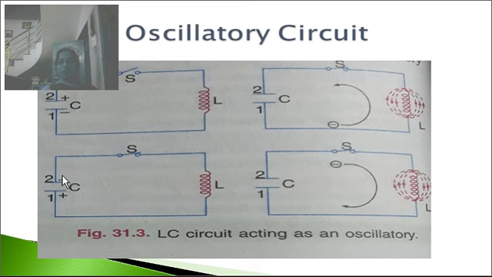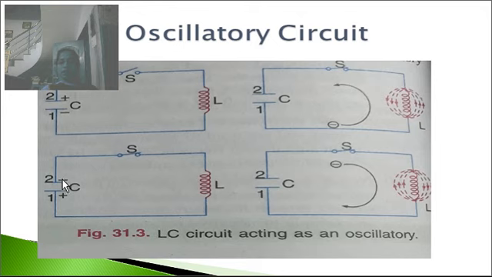Suppose a capacitor has been charged from a DC power supply, that is a DC voltage source, with the polarity as shown in the first figure, figure 1. As the switch is open, it cannot discharge through the coil L. When the switch S is closed as shown in the second figure, the capacitor discharges through the coil L.